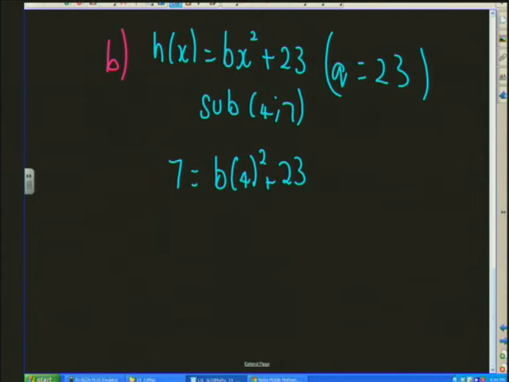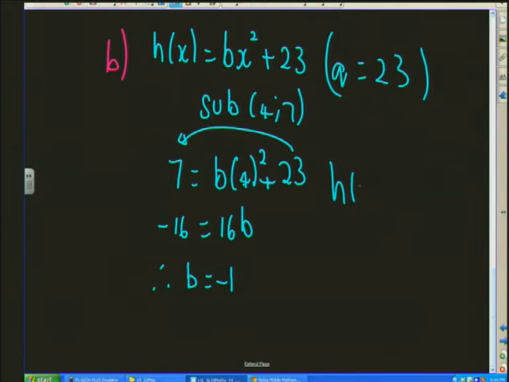Okay, substitute that into h of x, so we get 7 minus 23 is negative 16. All I did there was take the 23 over. 4 squared is 16. 16 times b is 16b. Therefore, b is equal to negative 1. All right? So my equation now, h of x is equal to negative x squared plus 23.